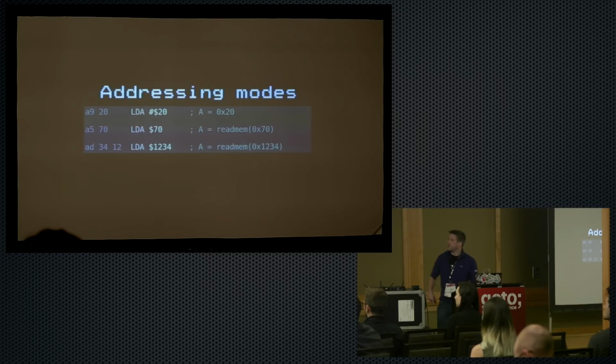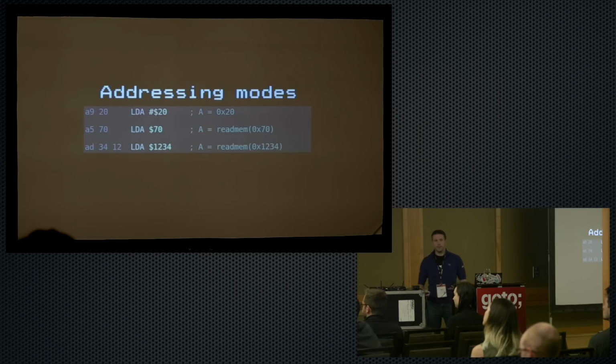And then the next two things are reading from memory. So now A5 means load from the memory address 70. So that will read something from byte 70 in the zero page. And then LDA 1234 will load from the address 1234. And you can see that this guy here is A5, and he only needs one extra byte. This guy is AD, and he needs two extra bytes. So if you're using the zero page, it's slightly more efficient.